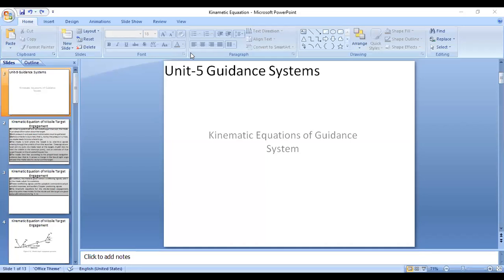Hello, good afternoon. In the last lecture, we discussed the modern guidance law. In that, we discussed the modern guidance schemes and solved the numerical based on them. So today we'll discuss the kinematic equation of the missile guidance system. That is the remaining part of the unit, and numerical based on that.